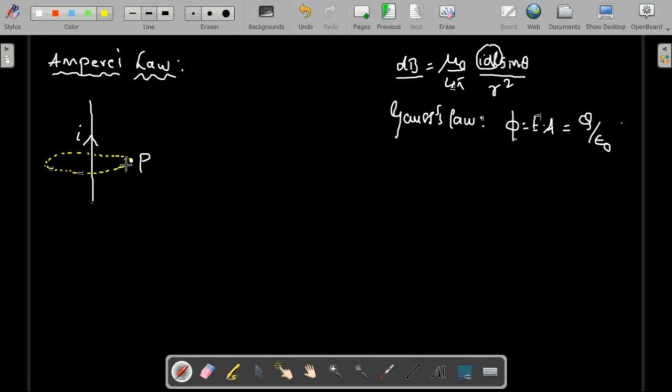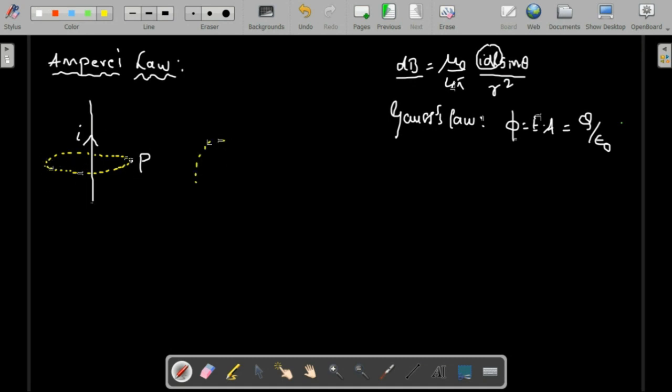So if you're considering a current carrying conductor, and I want to find out the magnetic field at a particular point P, we can use this Ampere's law. This Ampere's law will also give me the direction if we use the thumb rule, not a problem. So this is a 3D image. Imagine this is the current carrying conductor, and this is the loop that is getting formed. Now look at this loop from the top.